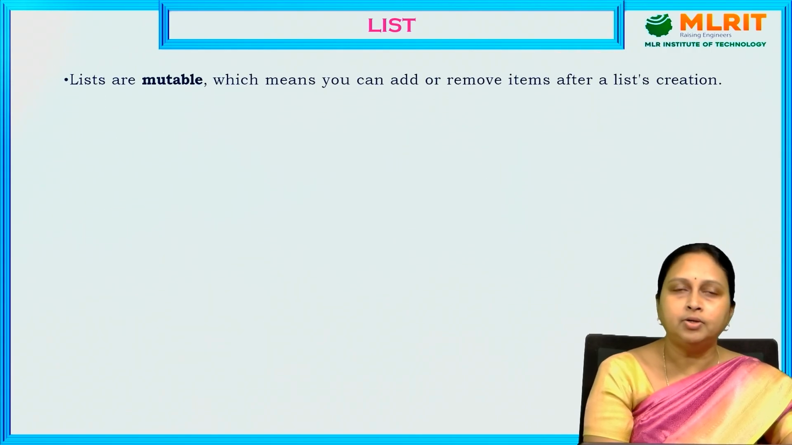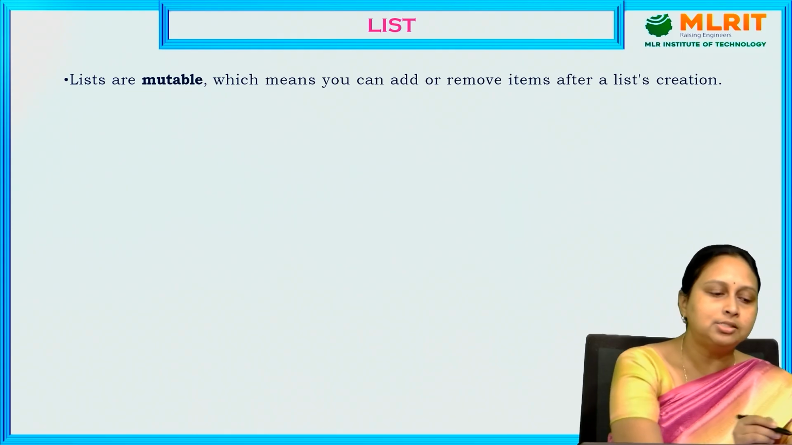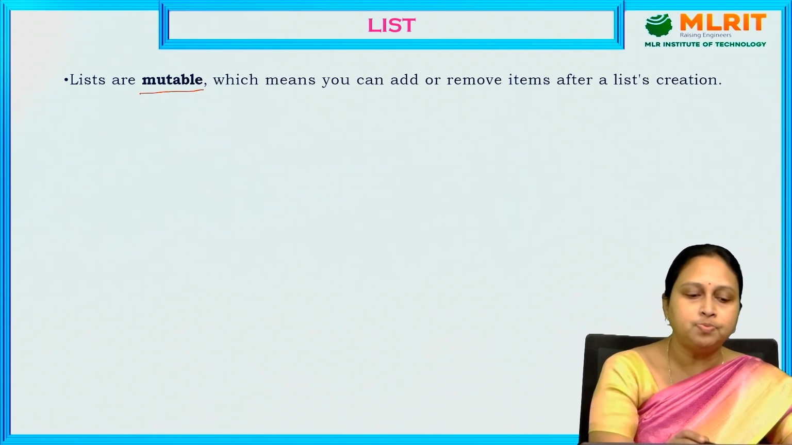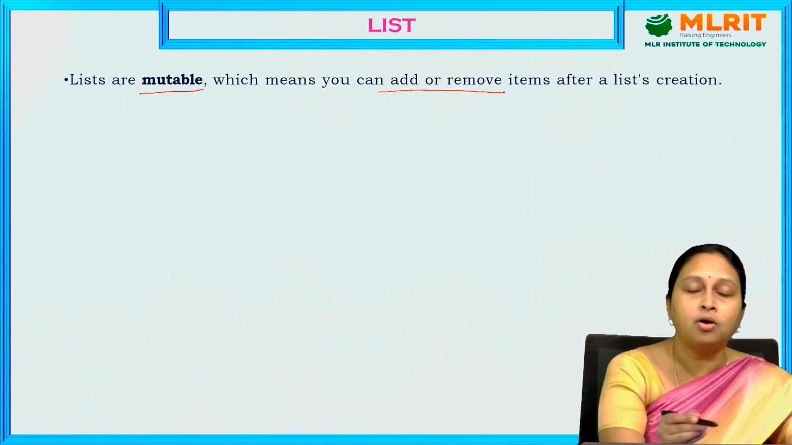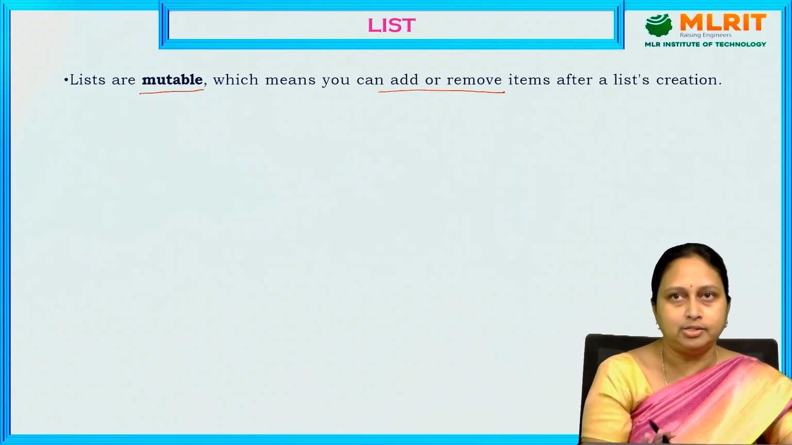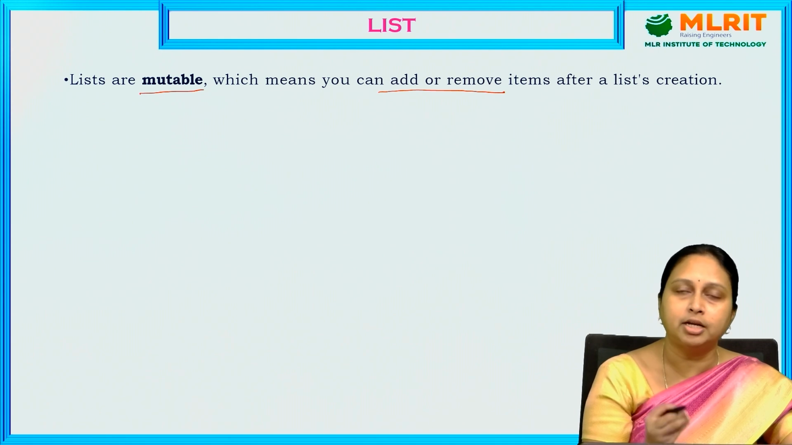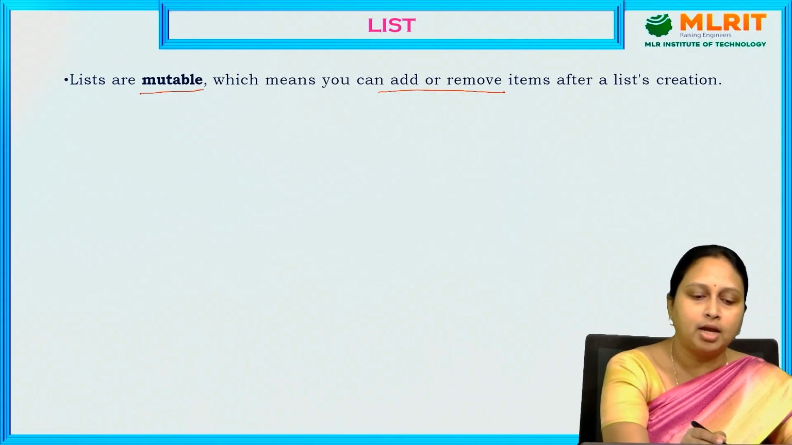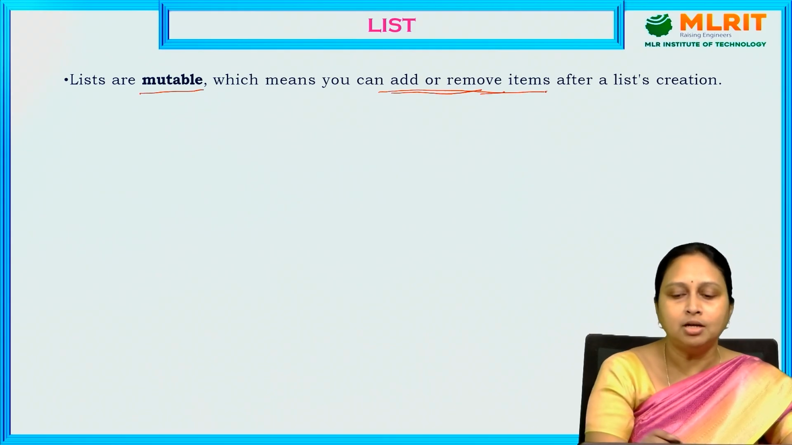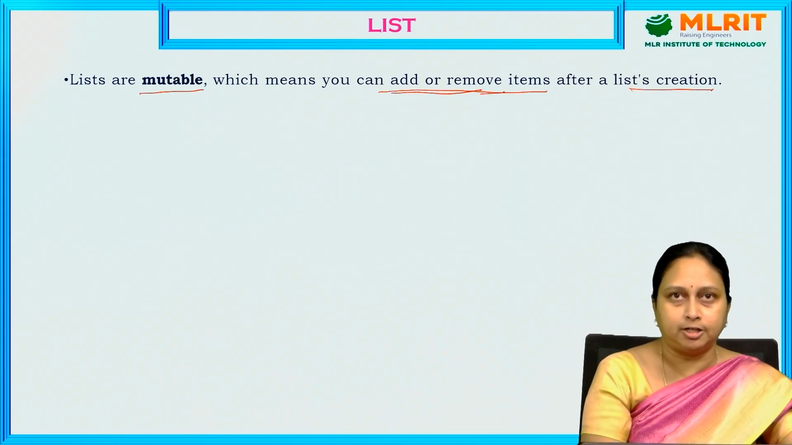And coming to the next characteristic, lists are mutable. What is the meaning of mutable? It means you can add or remove. That means we can do some modifications in the list. When you have created a list, after creating it, if you want to do some modifications on the list, that can be done. What type of modifications can we do? We can add an item or we can remove an item from the list which you have created.